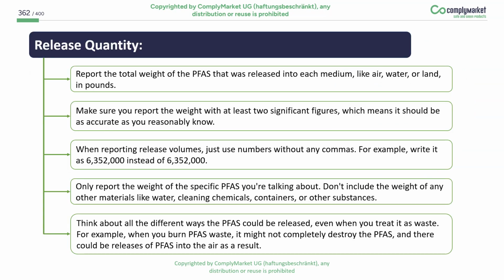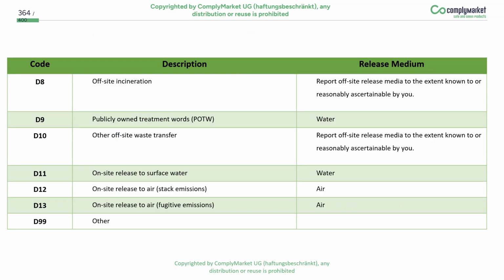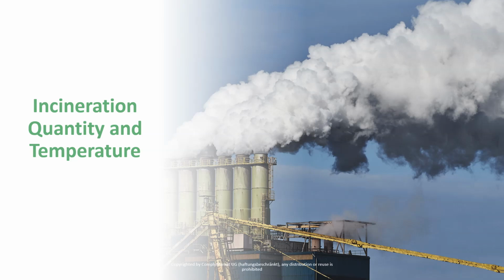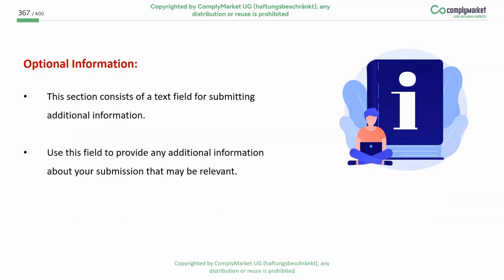A release quantity reports the total weight of PFAS that was released into each medium, like air, water, and land. Make sure you report the weight with at least two significant figures. Some codes: report release medium and description. Incineration quantity and temperature on site: you have to report on-site incineration. Some optional text fields, additional information: use that to provide any additional information about your submission that may be relevant.